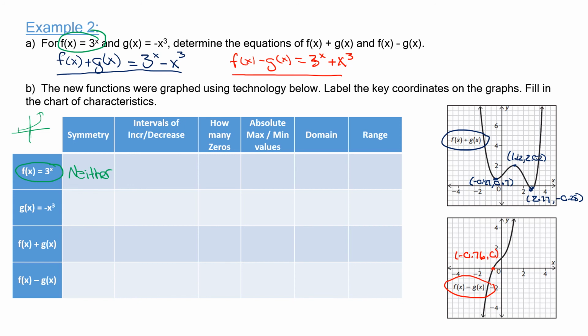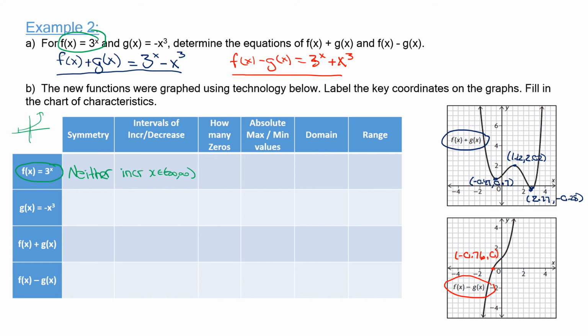What about intervals of increase and decrease? Just on the green one that I've drawn here. So I'm not looking at the adding or subtracting functions yet. I'm just looking at the original parent function. It's always increasing, so it's increasing everywhere. How do we write that? We say that it's increasing from when x, so we only talk about x values, it's increasing from negative infinity to positive infinity. Lost my pen. Negative infinity to positive infinity. That's where it's increasing.